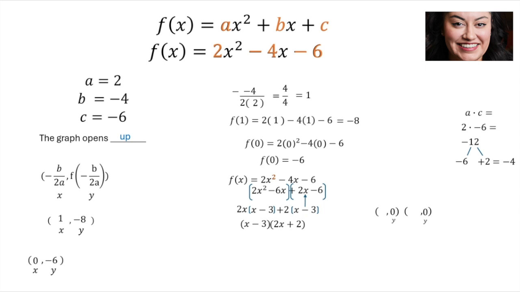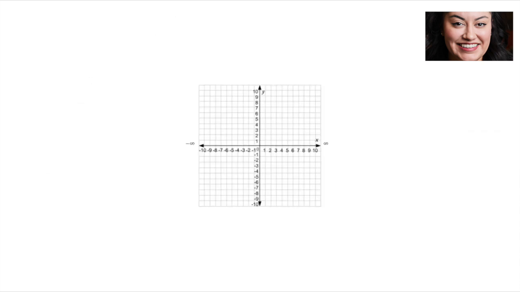We go ahead and set our factors equal to 0 and solve for our x's. That means that our x-intercepts occur at 3 and negative 1. We'll go ahead and graph. The first point that we are plotting is our vertex. The second is our y-intercept. And the third and fourth are our 2 x-intercepts.